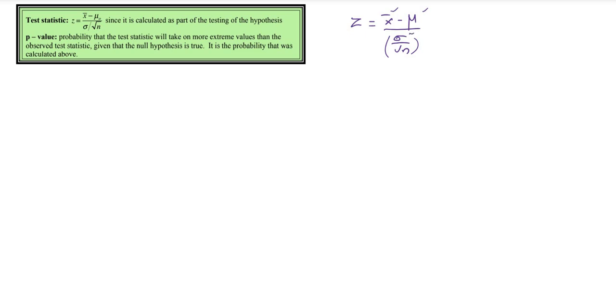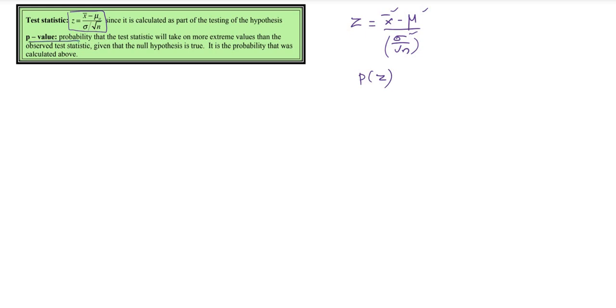Sigma is the standard deviation of the population, and if we are given the sample standard deviation, we will take that as the standard deviation, and n is the sample size. So that is z, the test statistic, and the probability of z is called the p-value. The probability of that is called the p-value. Okay, p-value is the probability.